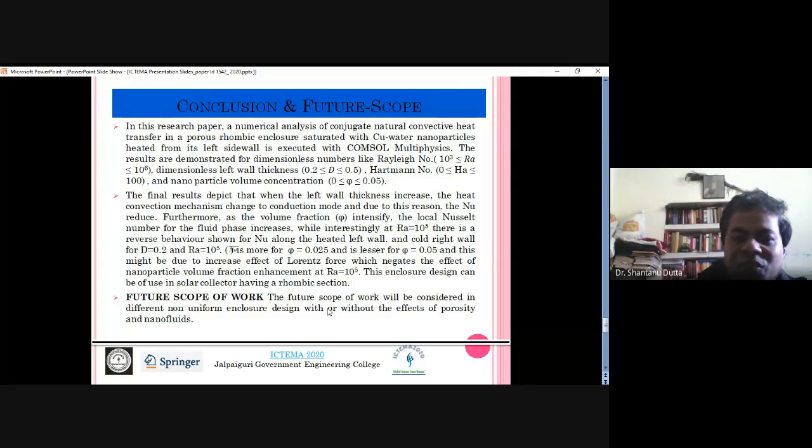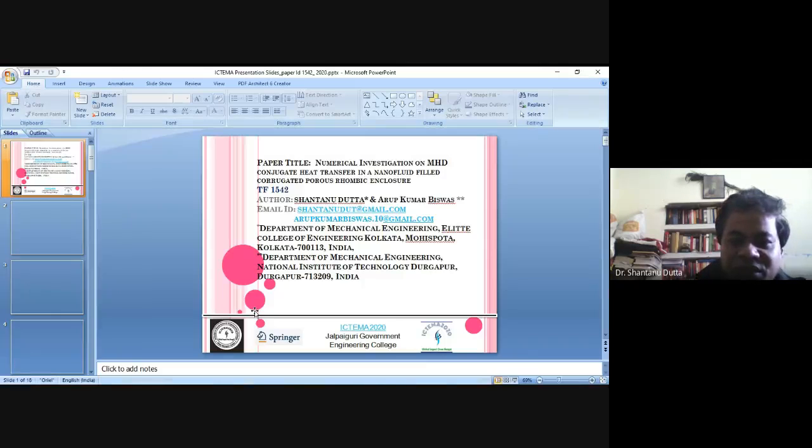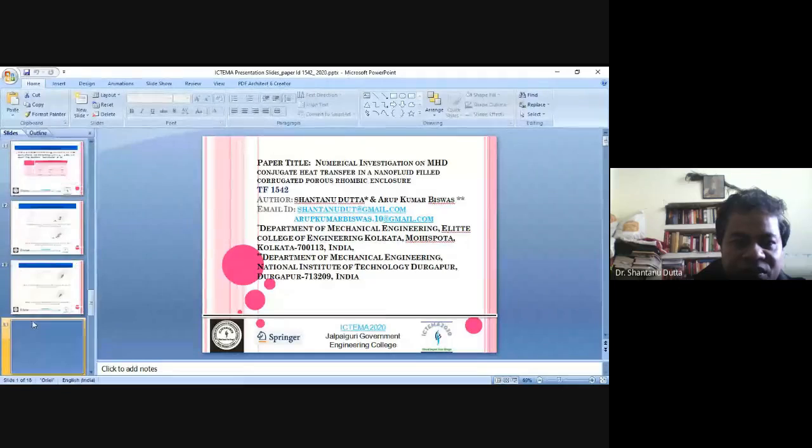The future scope of the work will consider different non-uniform enclosure designs with the effects of porosity. Porosity has not been considered here, and only a single-phase nanofluid was considered. We could consider two-phase nanofluids. So this is my presentation. Thank you so much, sir.